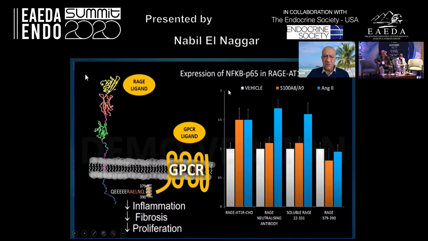Again, here is the expression of the nuclear factor kappa beta when stimulated by the AGE receptor, which is much more attenuated by the use of soluble RAGE as an approach to blocking the RAGE receptor, leading to a decreased inflammatory process, decreased fibrosis, and decreased proliferation of the matrix.